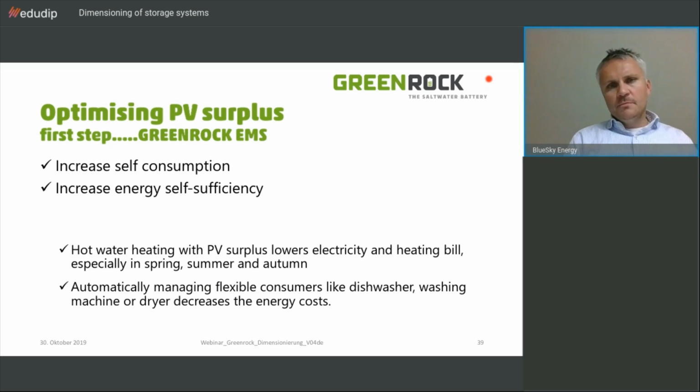And of course, if the customer is a little bit hesitant, they have a photovoltaic installed, or they are thinking of installing the photovoltaic, there could be one first step, a low investment step, starting with GreenRock EMS first. Investment is around, let's say, 1,000 to 2,000 euro. We can start increasing the self-consumption, and the good thing would be that you as an installer and the customer can obtain all the data needed for then doing the right dimensioning of the storage system in a second step.